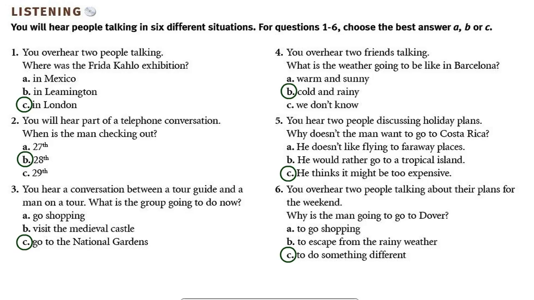What is the weather going to be like in Barcelona? A. Warm and sunny. B. Cold and rainy. C. We don't know.